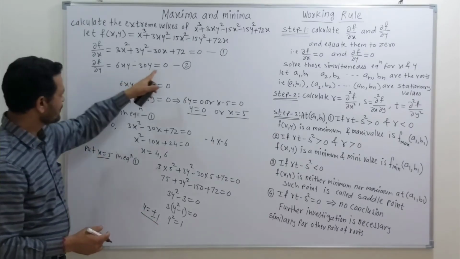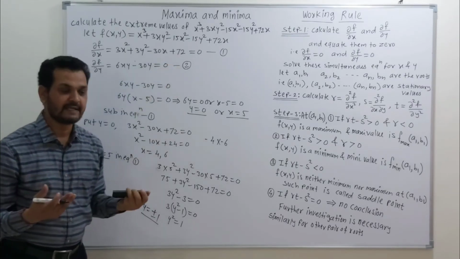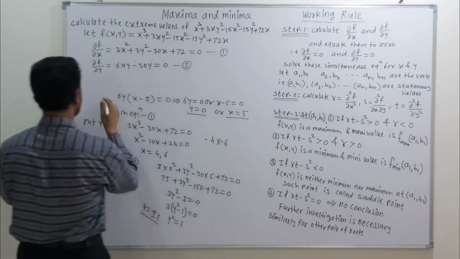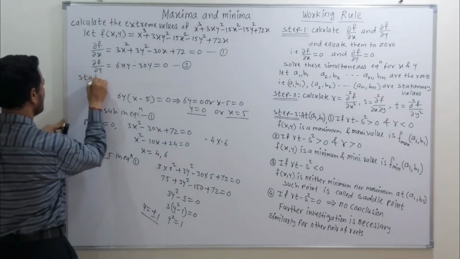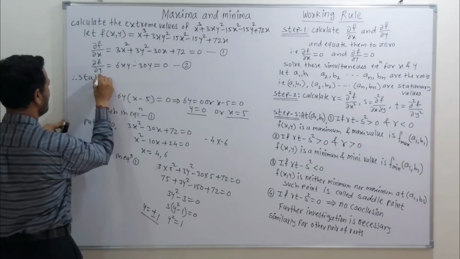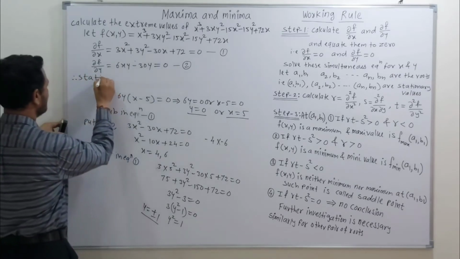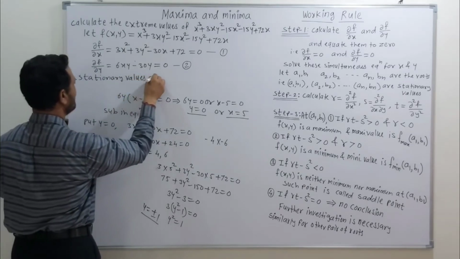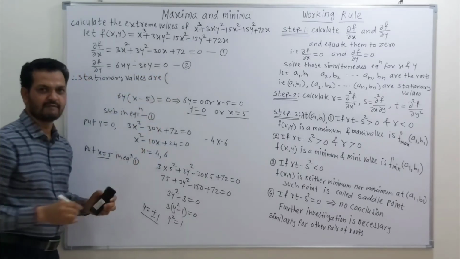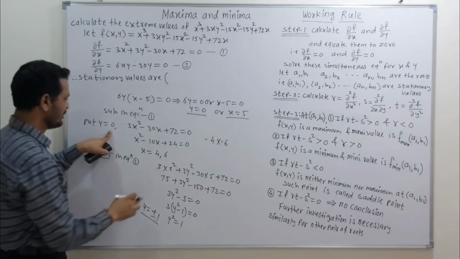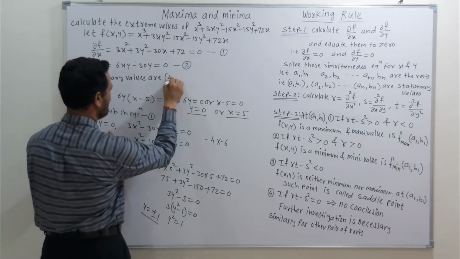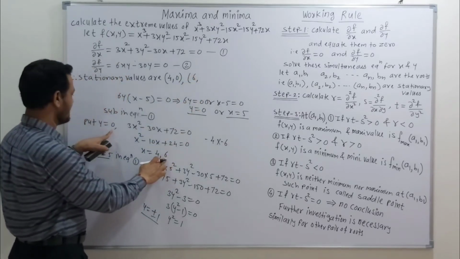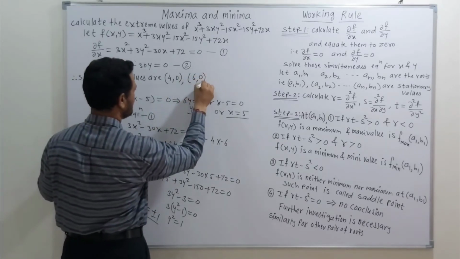So that means after solving equations 1 and 2 simultaneously, we get the stationary values of this equation. Let's denote the stationary values. So the first stationary value: here y is equal to 0, x is 4, so the first stationary value is (4, 0). The next stationary value is x equal to 6 and y equal to 0, so this is (6, 0).